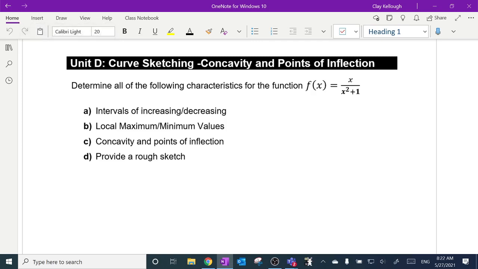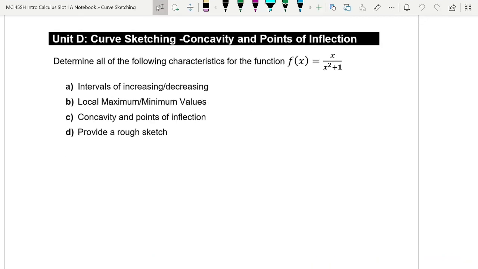And oops, hang on, I forgot my stylus. While I'm going to go get my stylus, feel free to get started on that first derivative. There we go, got the stylus.